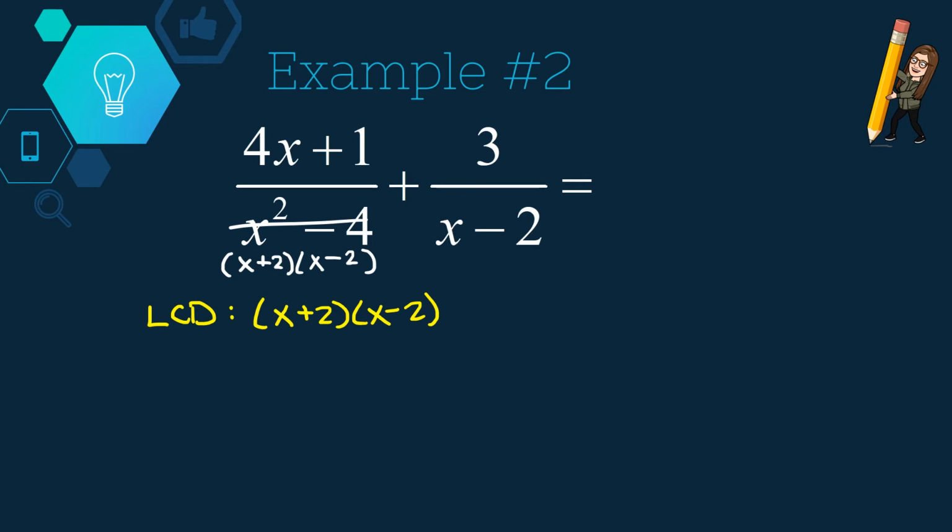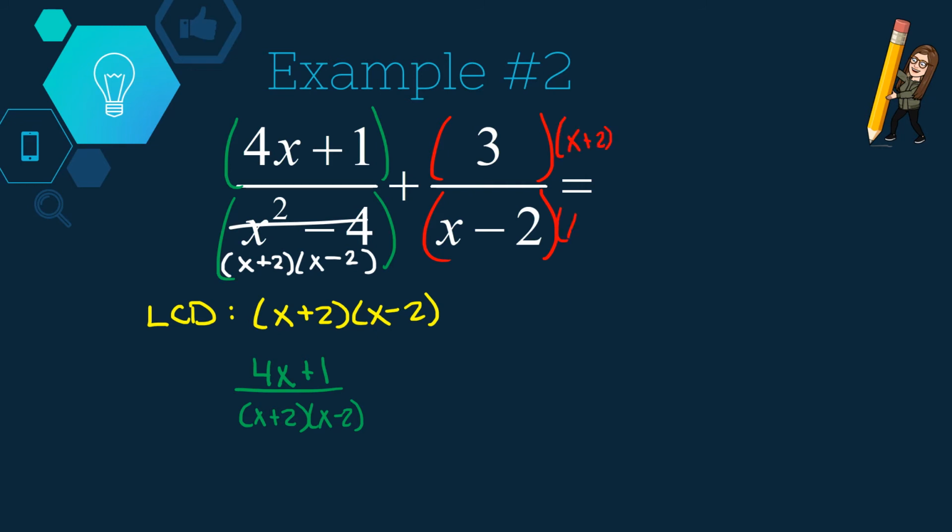Okay. So let's look at the first fraction. What does the first fraction need in the LCD? Nothing. It's taken care of. So I'm going to leave it as 4x plus 1 over x plus 2, x minus 2. I'm leaving that one alone. Let's look at the second one. What does the second fraction need that it's missing in the LCD? It needs an x plus 2. So let's try that out. I'm going to have 3 times x plus 2 over x minus 2, x plus 2. See how I just created a common denominator?